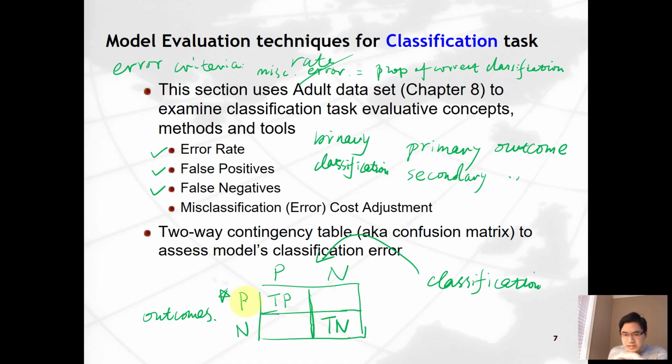When the case is a churner, but the algorithm incorrectly determined it's a negative case, it will be denoted as false negative. It's a positive case that's classified as negative. It's called false negative. Why is it called false negative, not false positive? Because the false is describing the decision here. The decision of the model is negative, but it's incorrect. So it's a false negative call. It's actually a positive case.